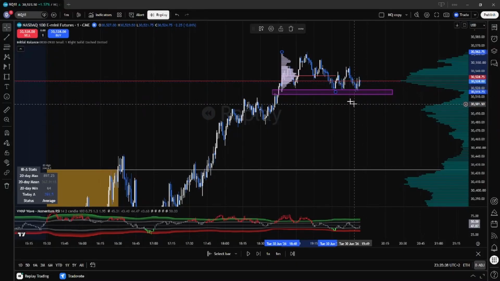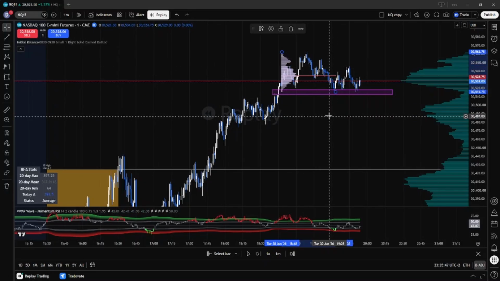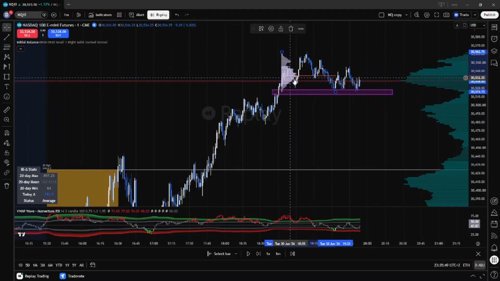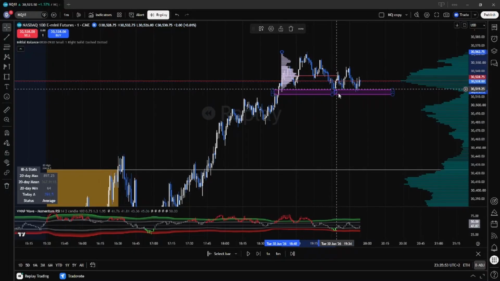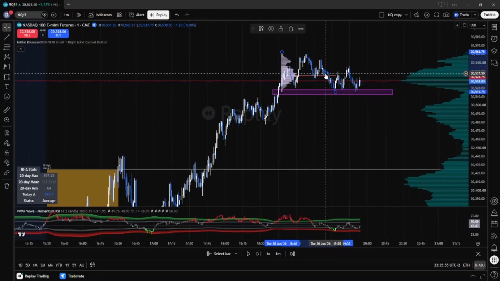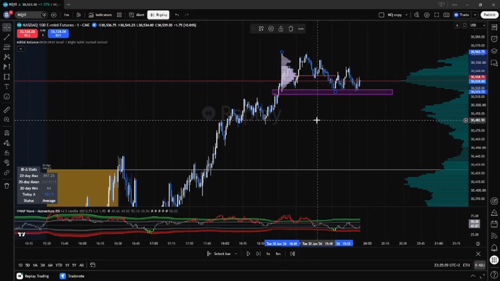Now, if you look, I've seen this on a number of trades, and it's something I tend to avoid. If there's a consolidation, especially a tighter consolidation like this, and I find that my entry is going to be right into that point of control, I avoid the trade.